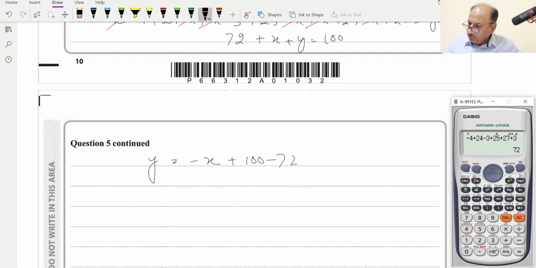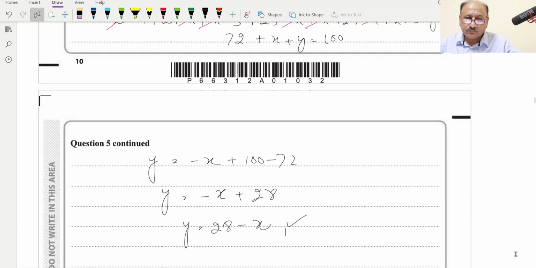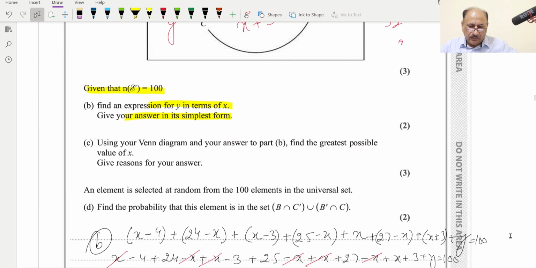So 100 minus answer will be equal to 28. So y is equal to minus x plus 28, or we can write y is equal to 28 minus x. This will be the equation. Now we have done B part. We have written the expression of y in terms of x.